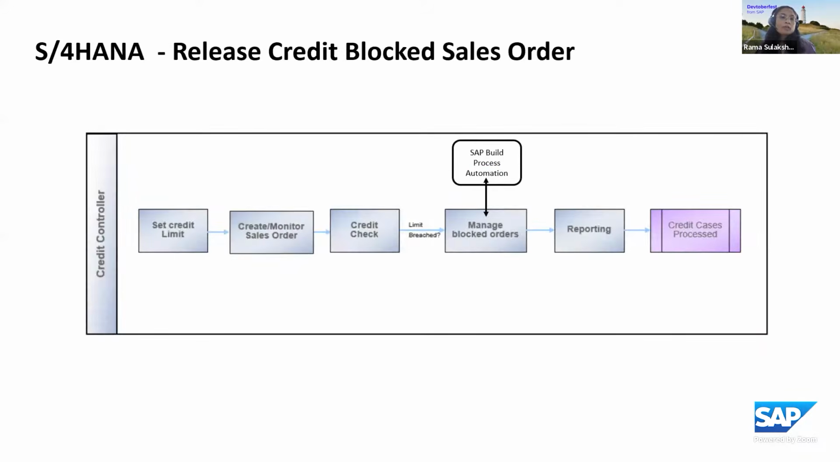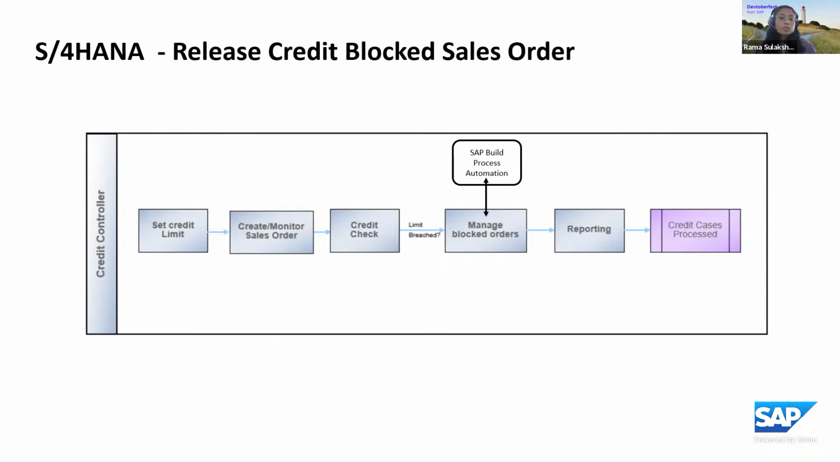So the scenario we will try to model now is releasing a credit-blocked sales order. In S4HANA, there is a credit controller who can set a credit limit on a business partner. When the credit limit is set for a business partner and a sales order is created for that business partner, a credit check happens. If the total amount of the sales order exceeds the credit limit, then the sales order will get blocked automatically. We need to explicitly remove the block.